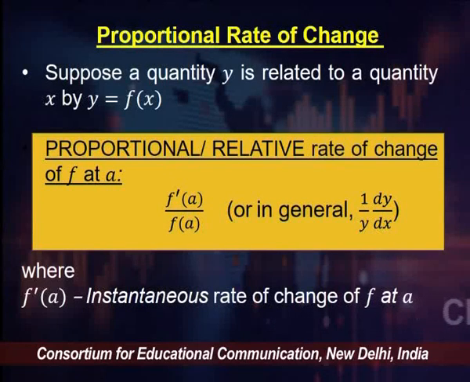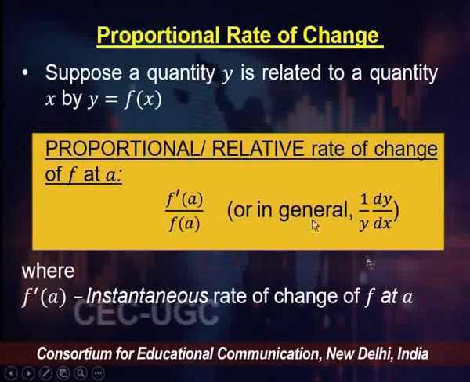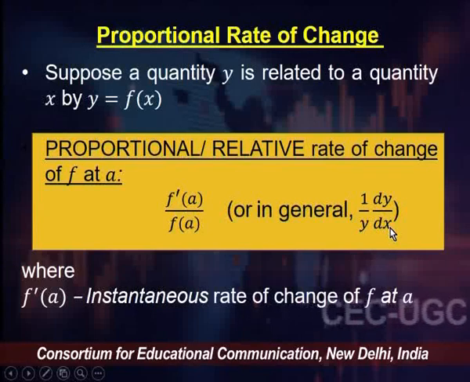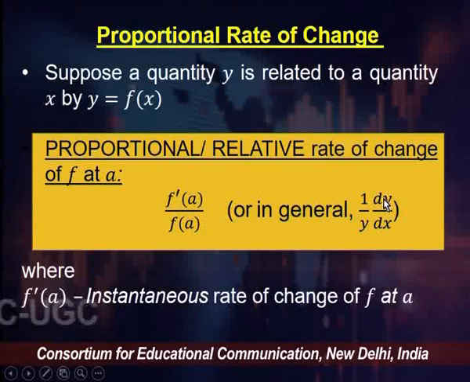And in general, if I were to just talk of the function f of x and I were not evaluating it at a particular point x equal to a, and we weren't interested in a particular point as such, in general, the proportional or the relative rate of change is given by 1 by y dy by dx. So in the numerator, you would have f prime of x, which is nothing but dy by dx, and that would be divided by y.